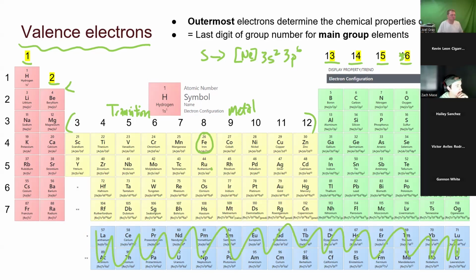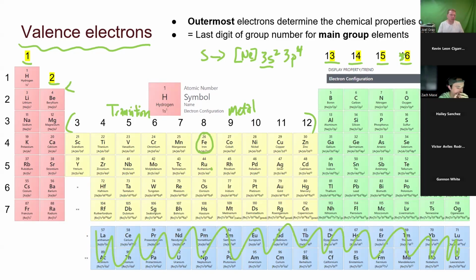2 plus 4. Dang it, Joel. It's confusing when I make a mistake like that. I apologize, everyone. 2 plus 4, 6. 6 is our number of outermost electrons. So what that means is that the s and p subshells, the number of electrons that those hold, tell you the number of valence electrons that something has.